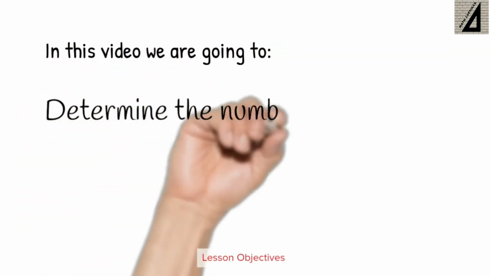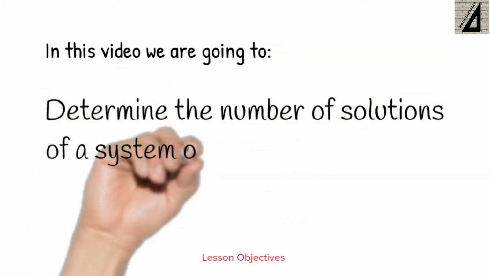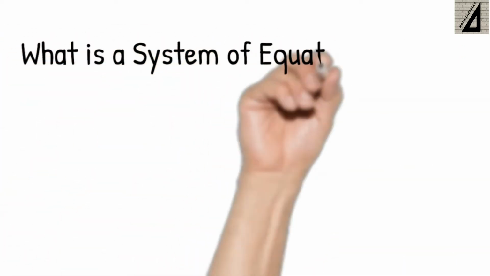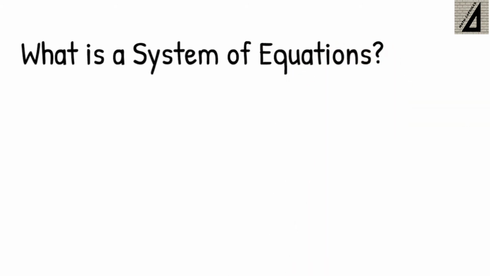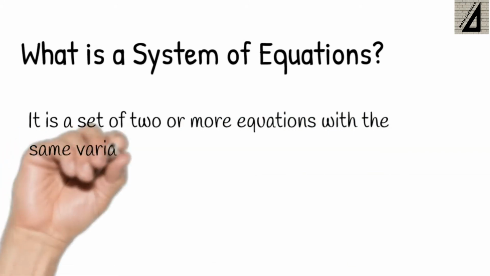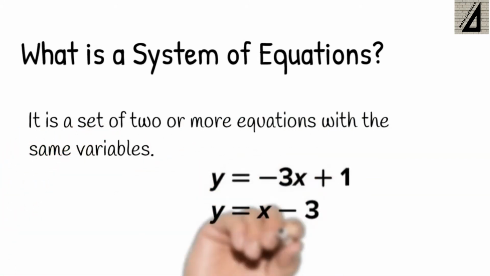In this video, we are going to determine the number of solutions of a system of linear equations. What is a system of equations? It is a set of two or more equations with the same variables. Like these two equations, these are a system of linear equations, where we have two equations with the same variables x and y.